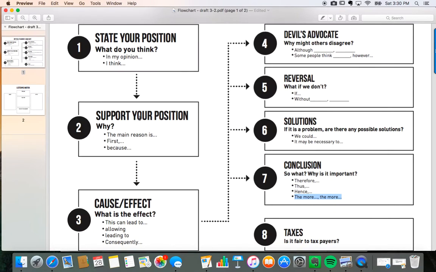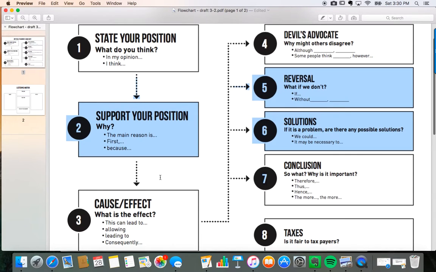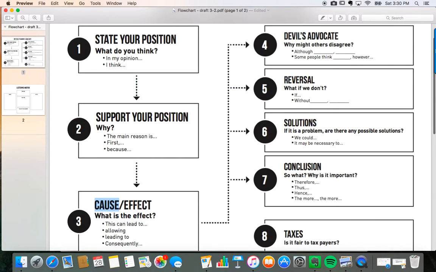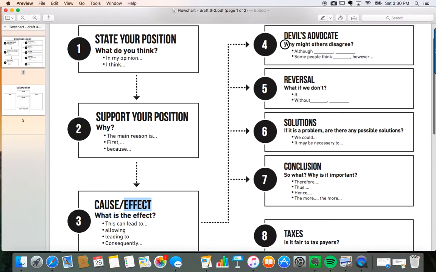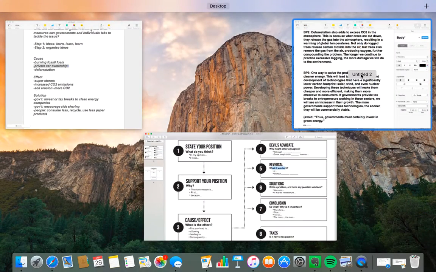Now remember, we talked in the last video about how to extend your ideas. All right, we talked about cause and effect relationships. We talked about why other people will disagree, and we talked about what happens if we don't do this. So let's take a look and see what we've got here.